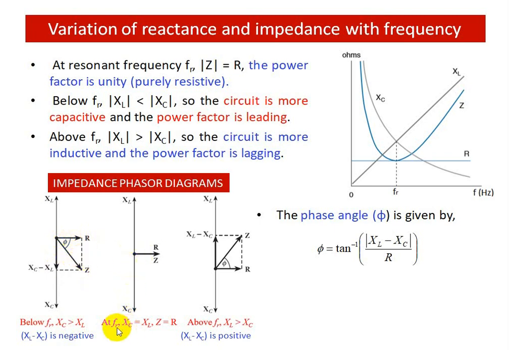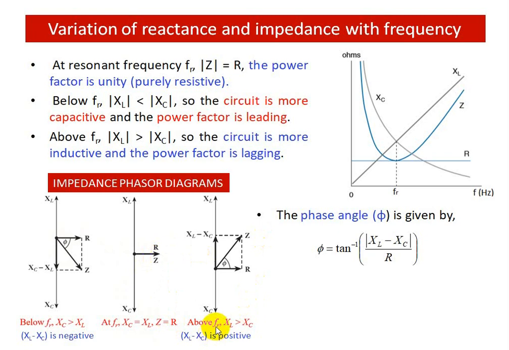Coming to the second case, at fR, that is the resonant frequency, Xc will be equal to XL. Both reactances will be equal and they cancel each other, so the net impedance becomes equal to R. Therefore, Z will be equal to R.